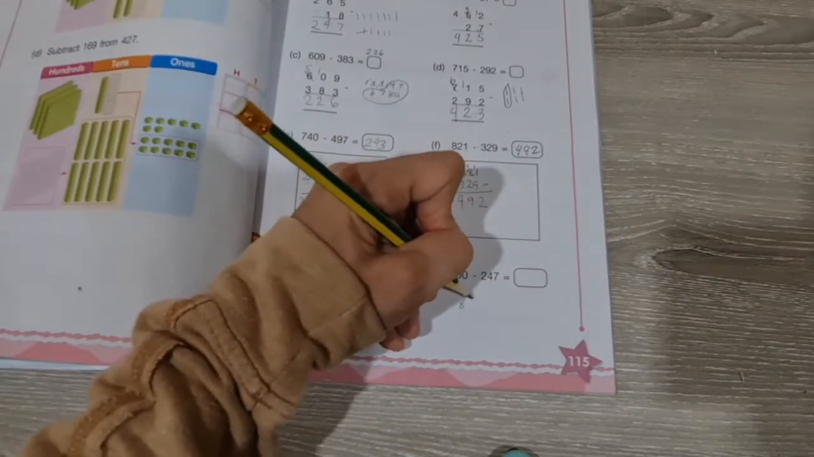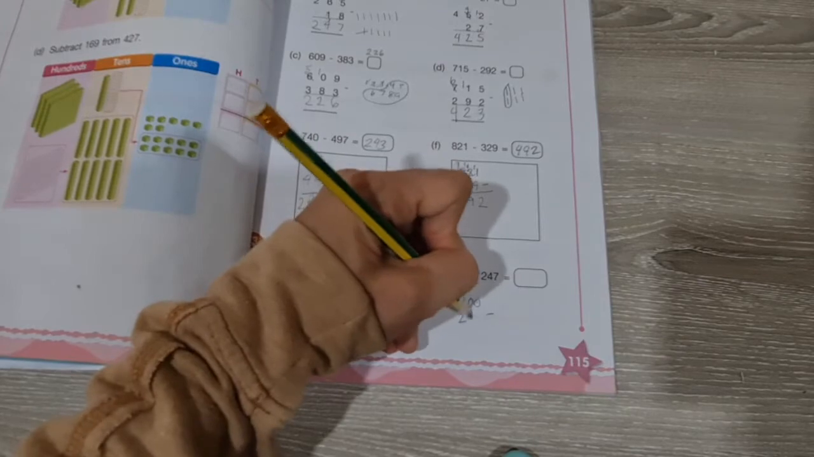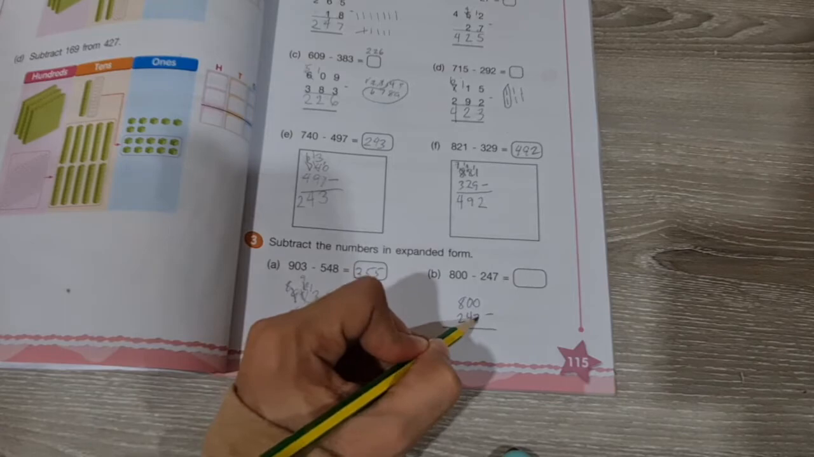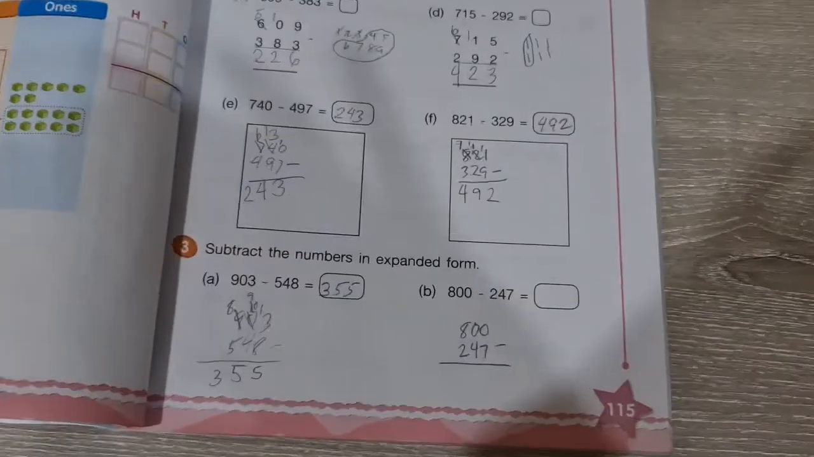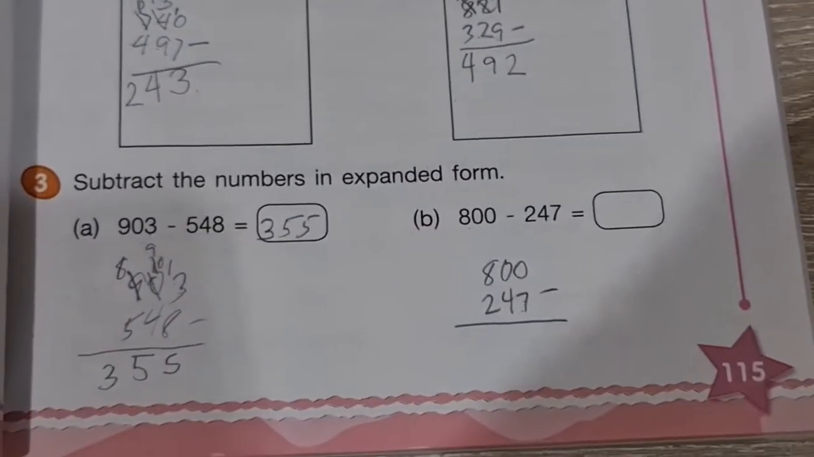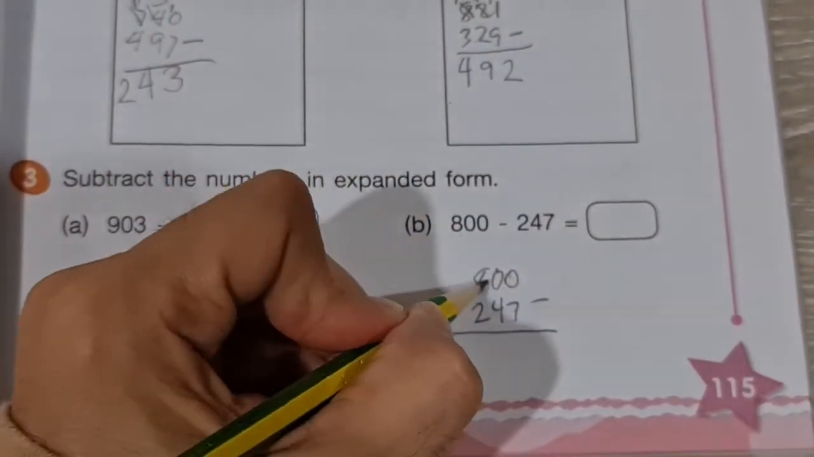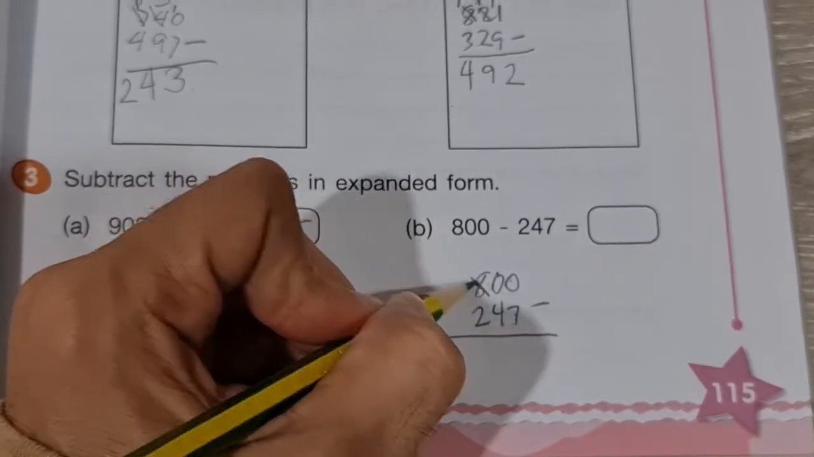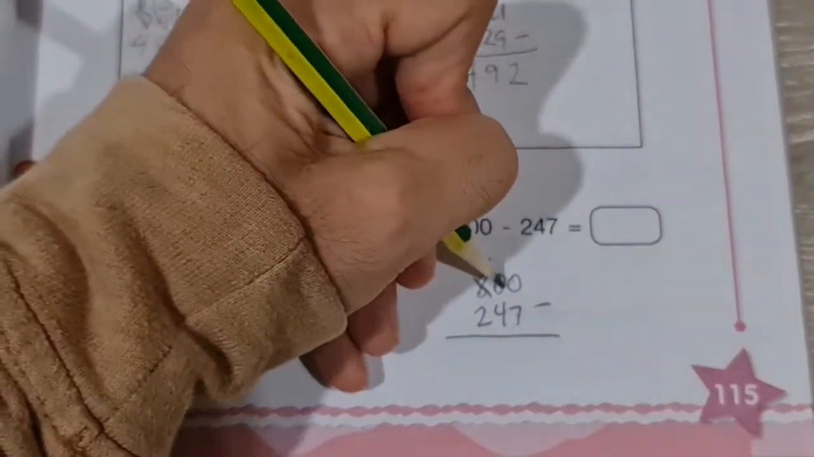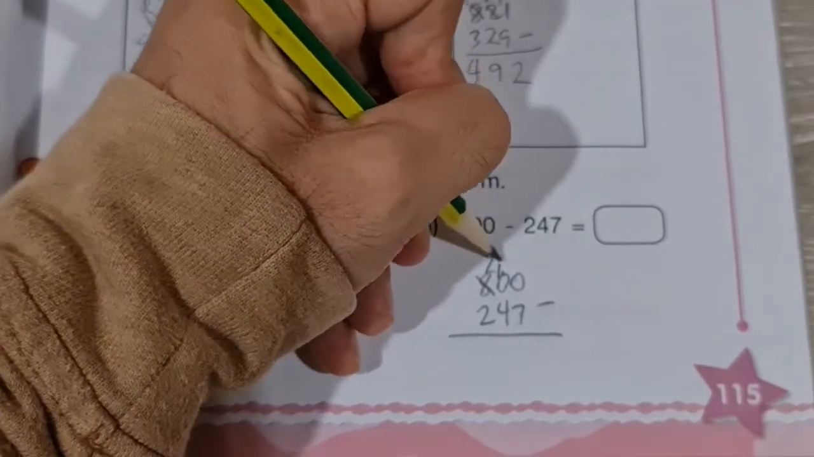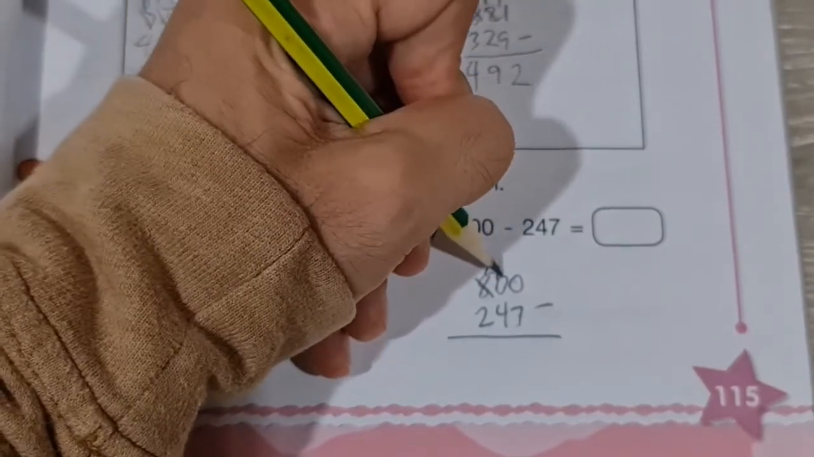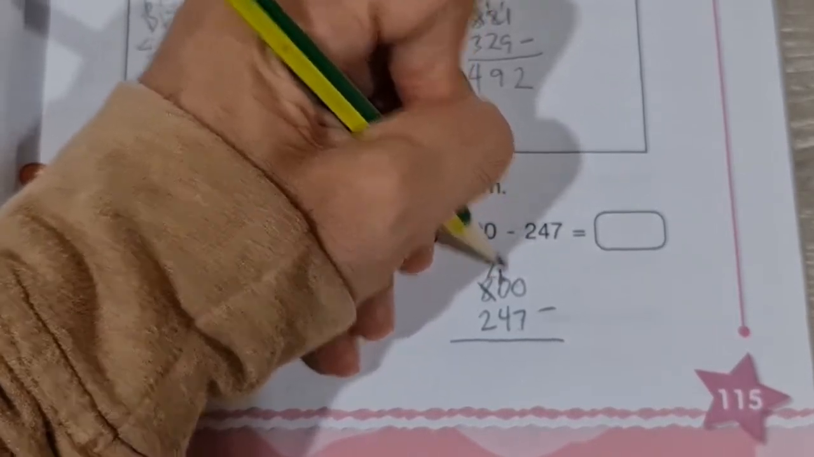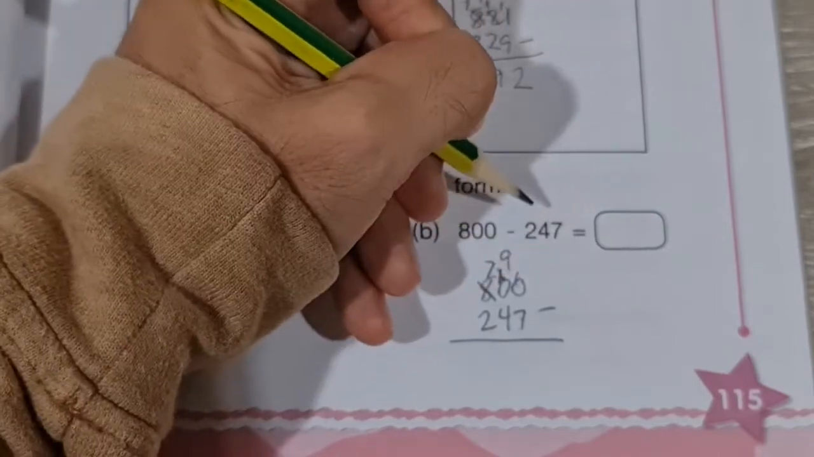800 minus 247. 0 minus 7 cannot be. So we borrow. Okay, we borrow. 0 will borrow from 0. Cannot be. So 0 will borrow from 8. 8 will become 7. 0 will become 10. So now 0 here from 1's place can borrow from 10's place. 10 will become 9 and 0 will become 10.